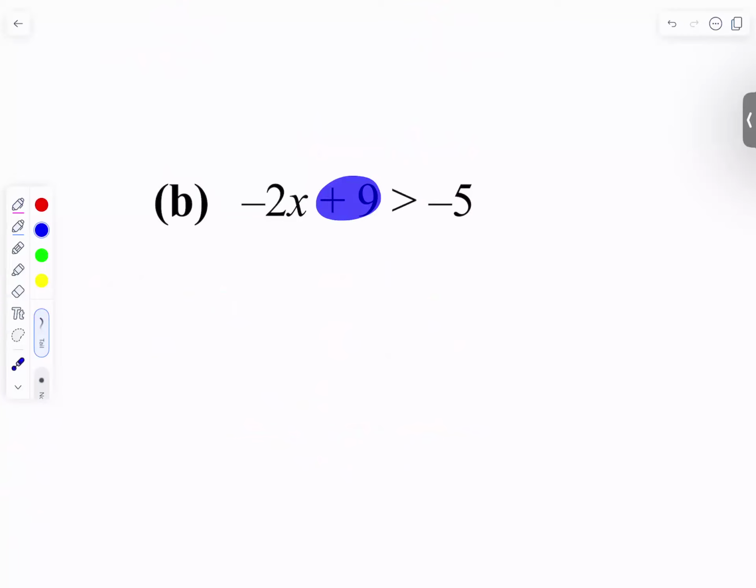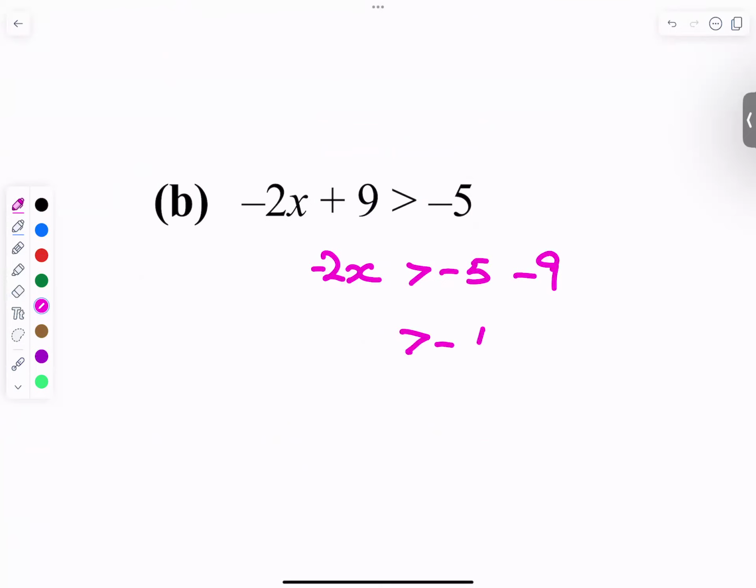Continue. So plus 9 first goes to the other side, becomes -9. So, oops, it's -14. You're already 5 steps down and you're going 9 more down. So you will be 14 steps down. How? This time, do I have to change the sign?